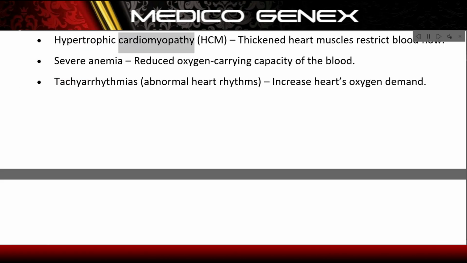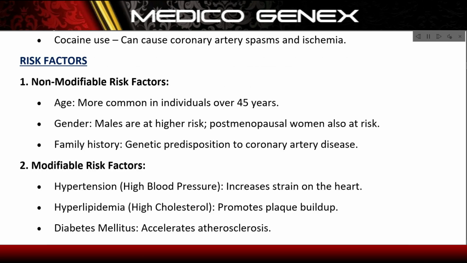Hypertrophic cardiomyopathy, HCM, thickened heart muscles restrict blood flow. Severe anemia, reduced oxygen carrying capacity of the blood. Tachyarrhythmias, abnormal heart rhythms, increase the heart's oxygen demand. Cocaine use can cause coronary artery spasms and ischemia.